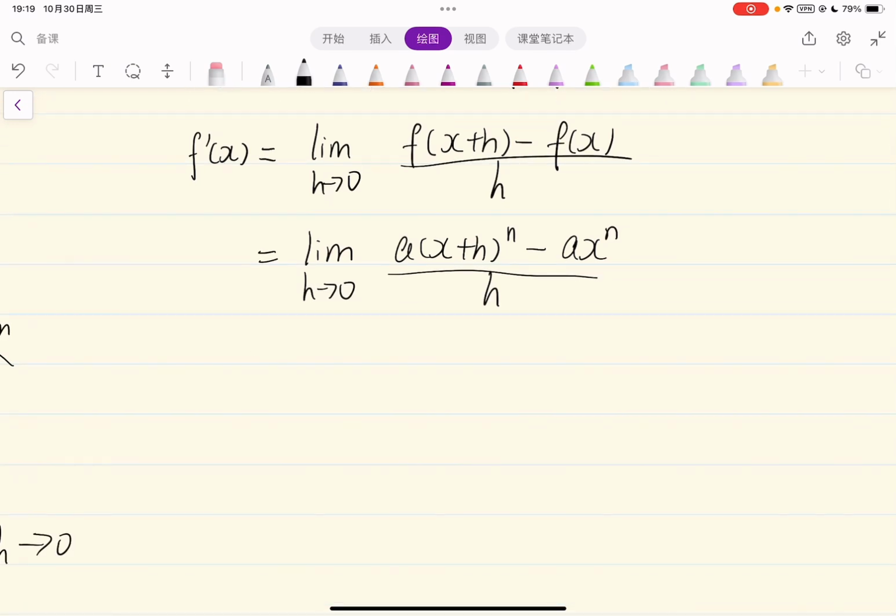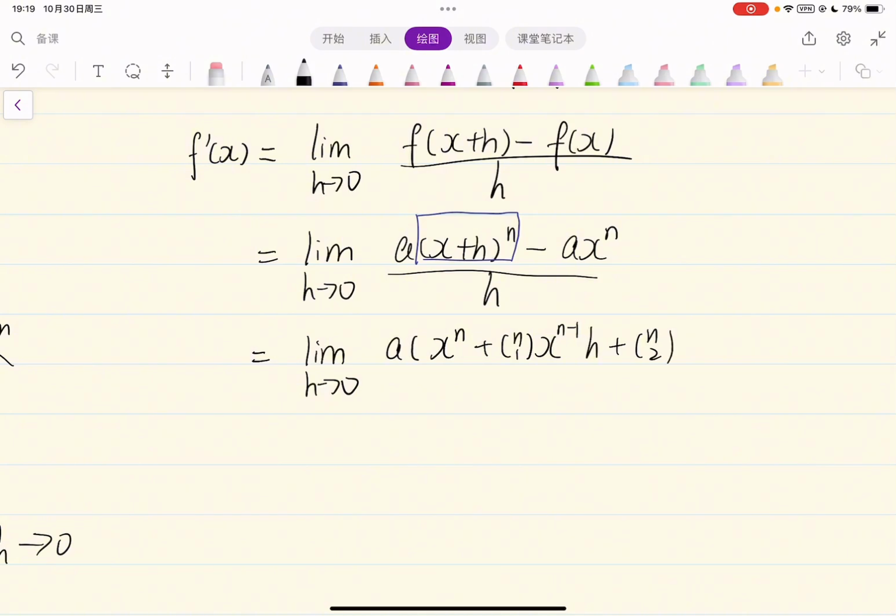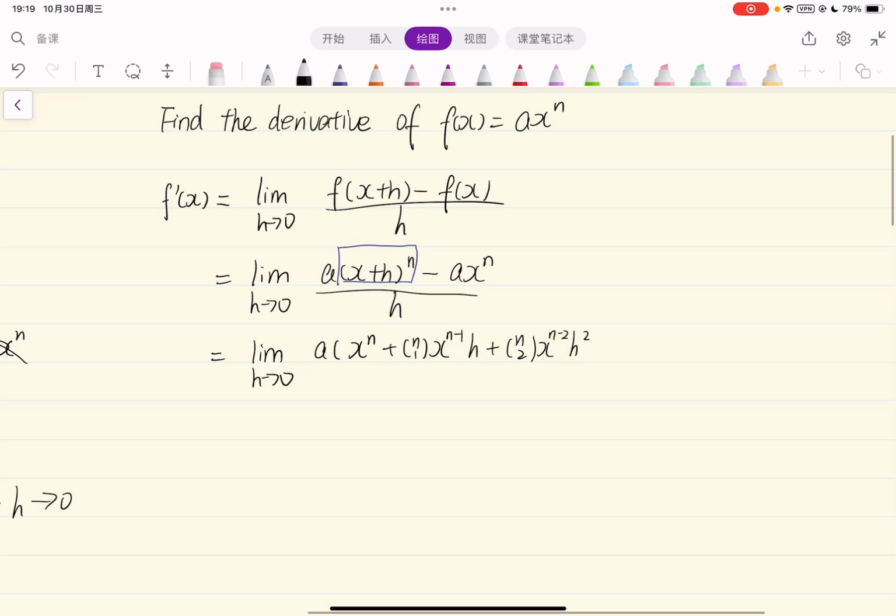So similarly, we expand the bracket (x + h) to the power of n. We have that a times x to the power of n plus n choose 1 x to the power of n minus 1 h plus n choose 2 times x to the power of n minus 2 h squared, and plus so on until h to the power of n. Then we minus a times x to the power of n, and over h.